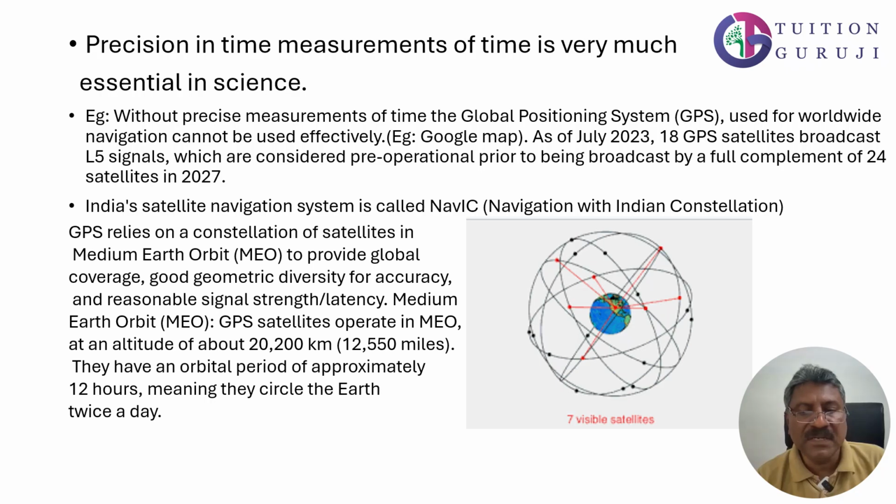GPS satellites operate in medium Earth orbits, as I said, at an altitude of about 20,200 km. They have an orbital period of approximately 12 hours, meaning they circle the Earth twice a day. So it will complete one revolution in 12 hours, which means 2 times a day it will cover the whole Earth.